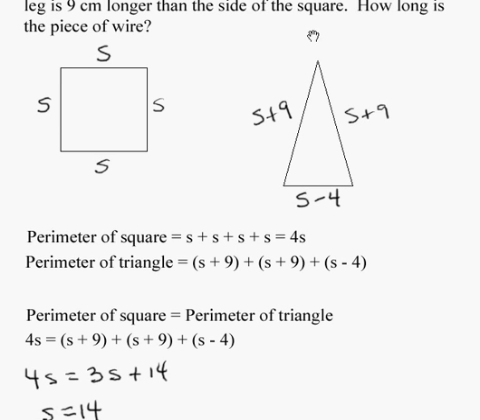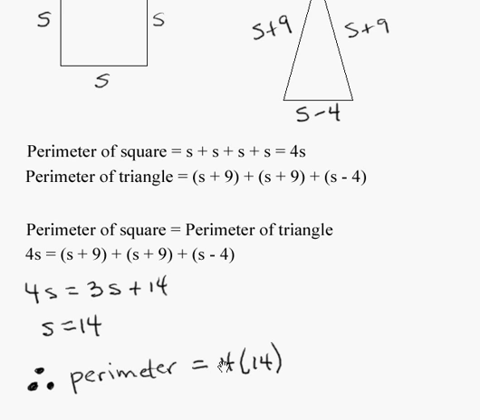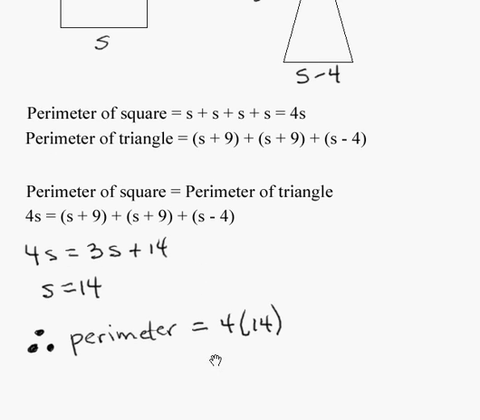answered the question. How long is the piece of wire? We haven't answered the question at all. All we found is the length of the side of the square. Now you can replace each S with 14 in the triangle, add all those sides together, or since the square, all four sides are the same, we could just say, well, it's 4 times 14 is the perimeter of the square, and that's 56. Since the wire used to represent the triangle was equal to the wire used to make the square, the length of each piece of wire was 56.